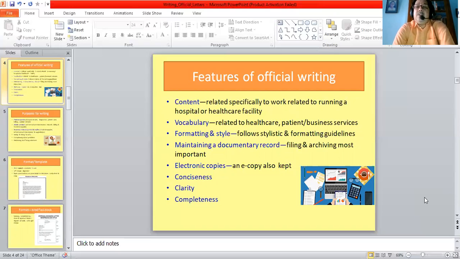The vocabulary that is used in this correspondence is also specifically subject related vocabulary. It is related to healthcare. So you might be using a number of professional terms, which are related to healthcare and also to patient or business services. So as far as the vocabulary is concerned also, there is specialized vocabulary which you as a professional should be adept in using. Now, for formatting and style, you will follow clear-cut stylistic and formatting guidelines. I should be coming to these in a minute.